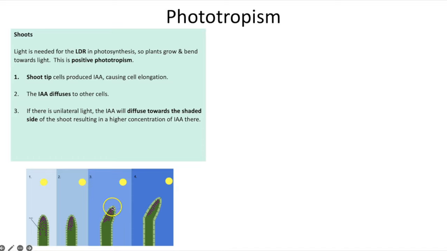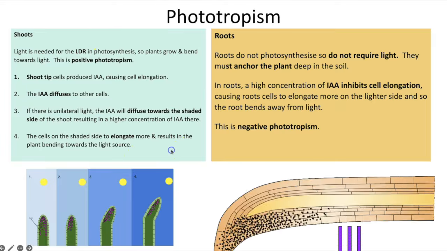And as a result, the plant starts to bend towards that light source, which is useful because the plant will then get more light energy, so it can absorb more of that light energy for the light-dependent reactions in photosynthesis.